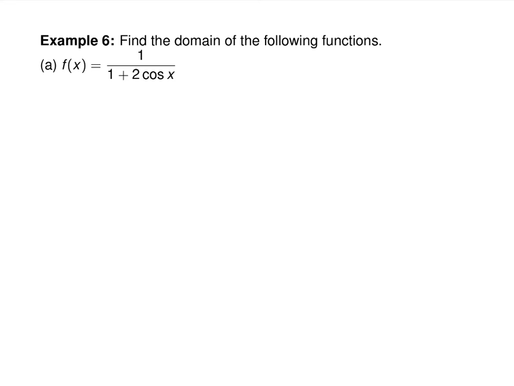Okay, find the domain of these functions. So we got 1 plus 2 cosine x. So you're going to exclude a whole lot of numbers here. Figure out where 1 plus 2 cosine x equals 0, and all the things that make that happen must be left out. Does that make sense? It's the same thing as saying, where does cosine of x equal -1/2?